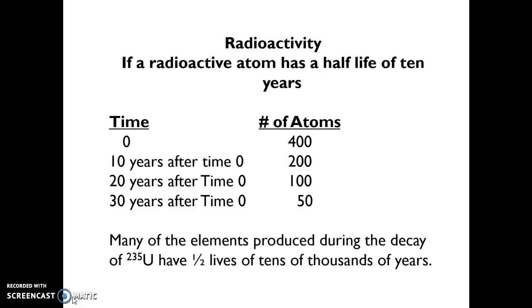So knowing a radioactive atom's half-life is important because many of the elements that are produced during the decay of uranium-235 have half-lives of tens of thousands of years. Think about that, tens of thousands of years. And that's just to decrease the amount present in half, not to remove all of it.